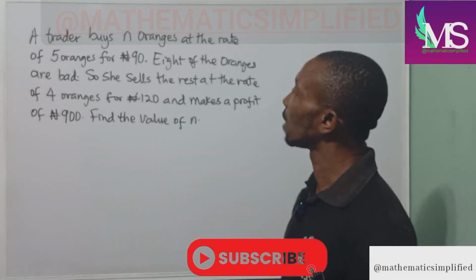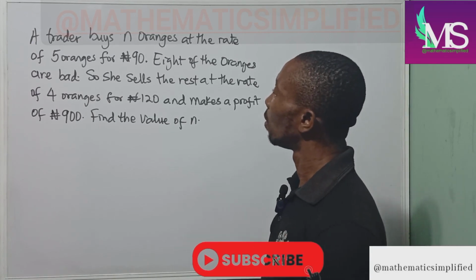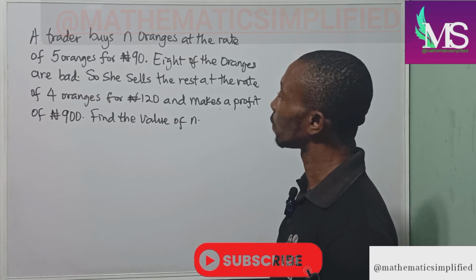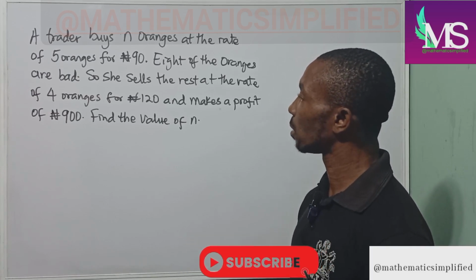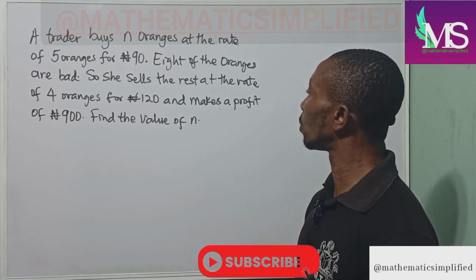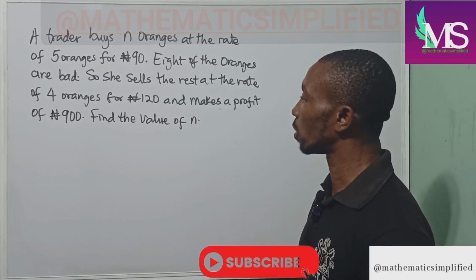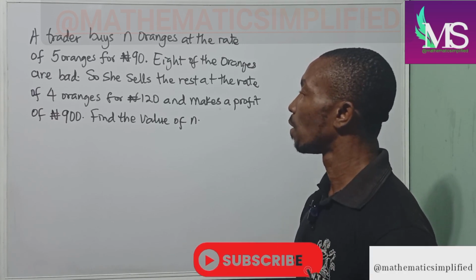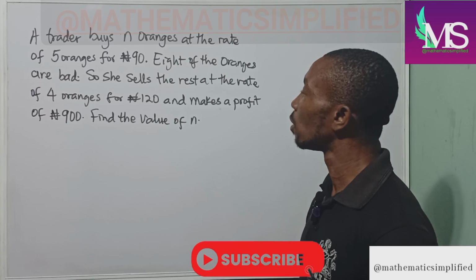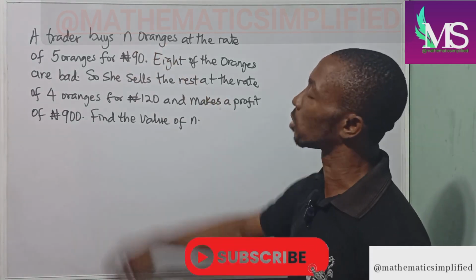A trader buys n oranges at the rate of 5 oranges for 90 naira. 8 of the oranges are bad, so she sells the rest at the rate of 4 oranges for 120 naira and makes a profit of 900 naira. Find the value of n. So we are asked to find the number of oranges she bought.